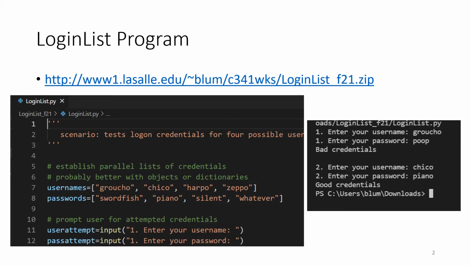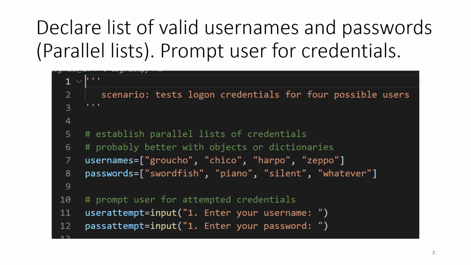This example program can be found at the URL seen at the top. On the left, we see the program loaded into Visual Studio Code, and on the right, we see the terminal interaction with the user, one time entering bad credentials and the next time entering good credentials. In lines 7 and 8, we are declaring and initializing two parallel lists of first usernames and then passwords. In lines 11 and 12, we are prompting the user to enter an attempted username and attempted password.